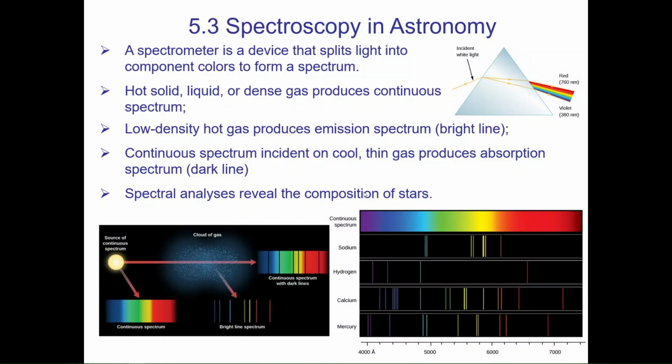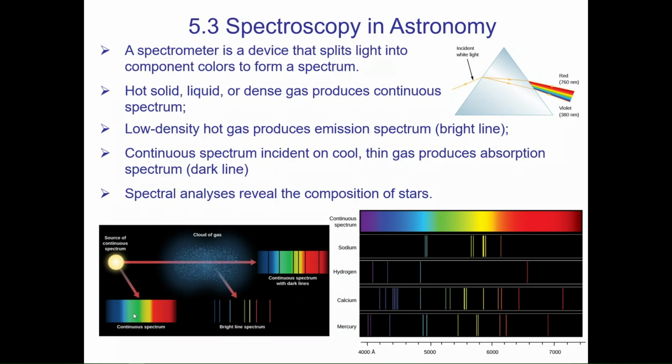Different elements radiate differently, and there are three types of spectrum I will need to talk about first. The first type is what we call the continuous spectrum. It's just like a rainbow of colors. If you split the sunlight, overall it looks like a rainbow. It's a continuous spectrum. Where does the continuous spectrum come from? We know the inside of the sun is very hot, dense gas. Therefore, a hot solid, liquid, or dense gas produces a continuous spectrum.